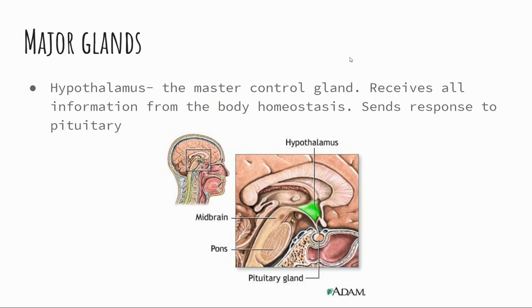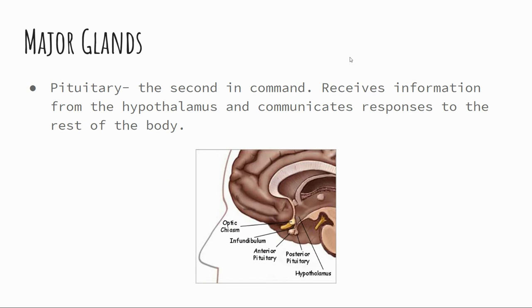So, major glands. We start with the hypothalamus, which is the master control gland, and it's going to receive all the information from body homeostasis, and it's going to send the responses needed to the pituitary gland. The pituitary gland is actually second in command, so to speak, and so it's going to receive the information and the decision from the hypothalamus, and it's going to communicate it out to the certain parts of the body or the certain glands that are needed.